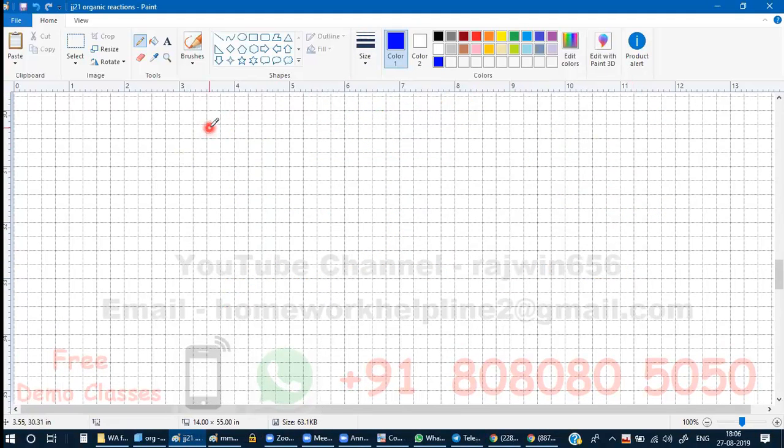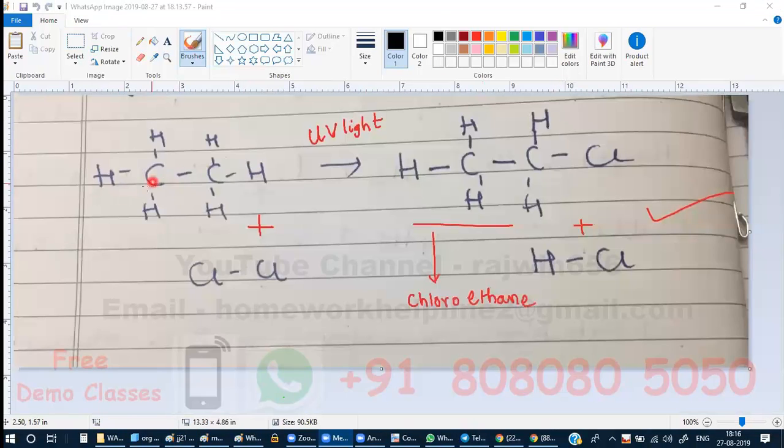The next example that I'm going to give you over here is C2H6 plus Cl2. Obviously, those conditions which are there, ultraviolet light or cloudy sunlight or diffuse sunlight, will be present. You're going to write down the products. You're also going to write this equation of ethane with chlorine in the form of structural formula, and you are going to send it to me.